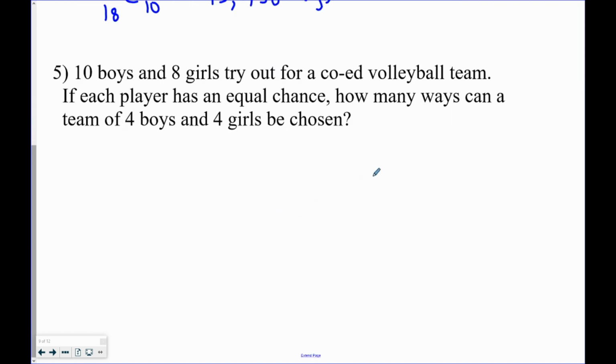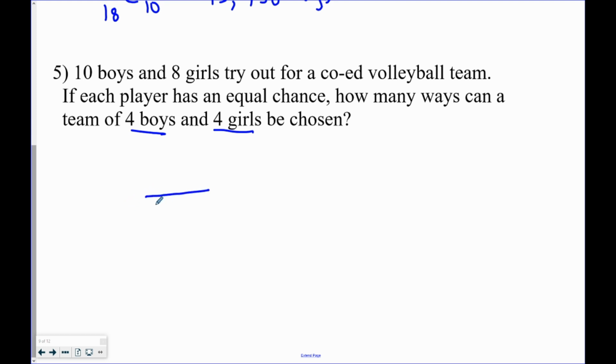Let's see. This one's interesting. So 10 boys and 8 girls try out for a co-ed volleyball team. If each player has an equal chance, how many ways can a team of 4 boys and 4 girls be chosen? So this one does have a restriction. Now, it doesn't matter as far as the composition of the team goes if I choose my 4 boys first and then my 4 girls, or my 4 girls and then my 4 boys. It's going to be the same team, right? It doesn't matter what order we pick them in.